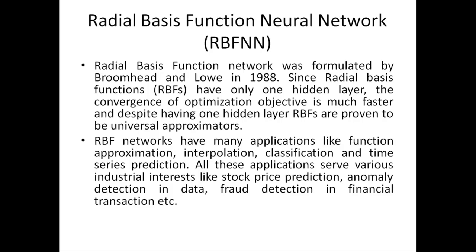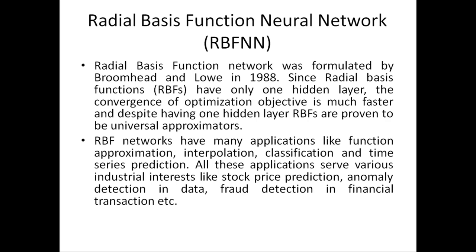First of all, we should have some idea about the radial basis function neural network, or RBFNN. It was formulated by Broomhead and Lowe in 1988. It is not that old, it is recent. Since radial basis function networks have only one hidden layer, the convergence of the optimization objective is much faster. You must be following: one input layer, one output layer, and only one hidden layer. That is the reason the convergence is much faster, because you don't have more layers and more computations.